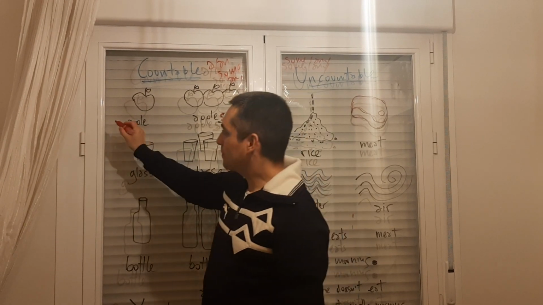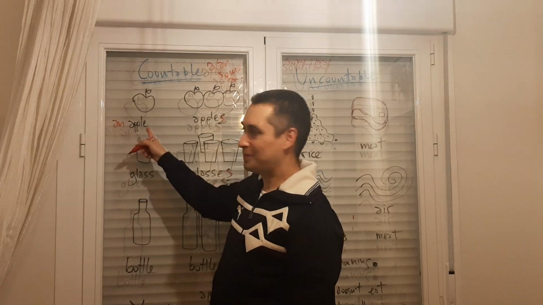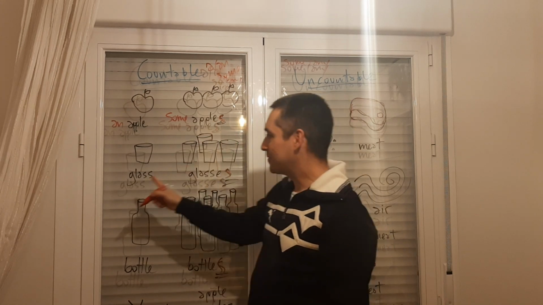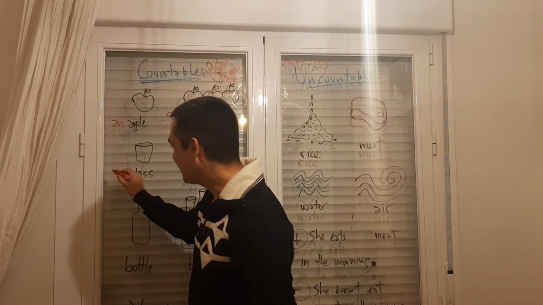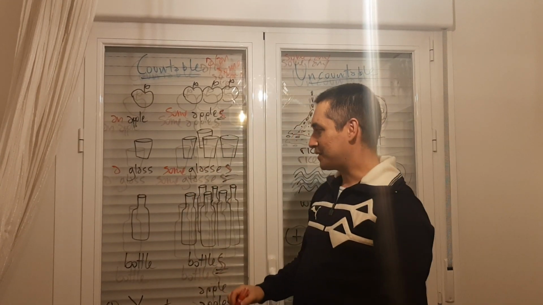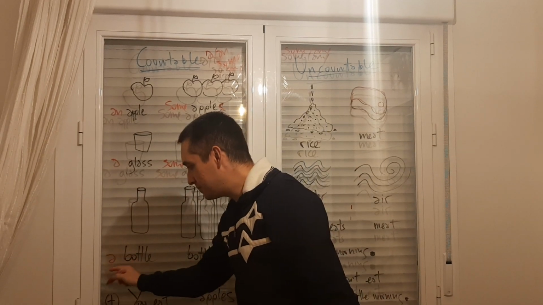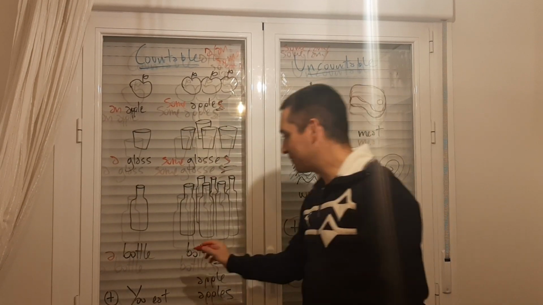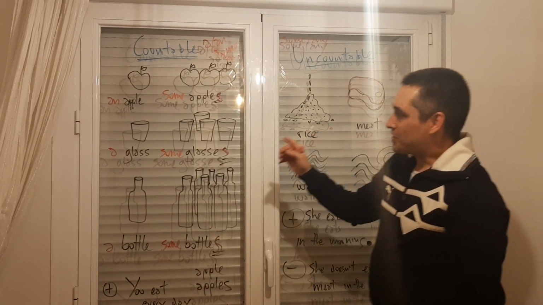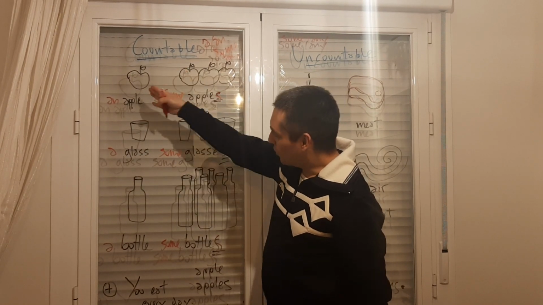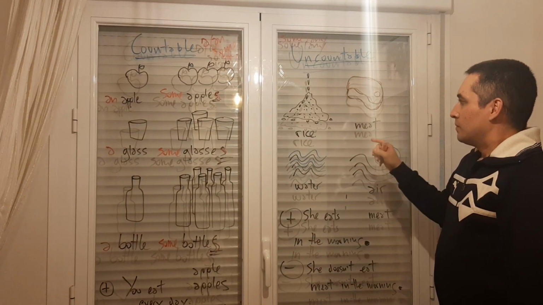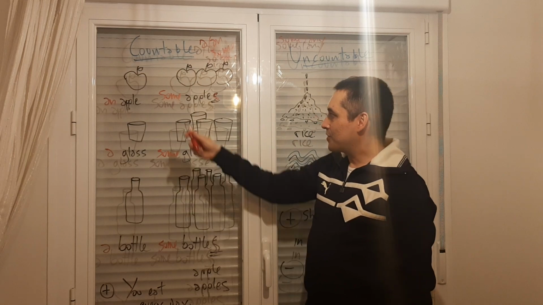Apple, you would say an apple. Apples, you would say some apples. Glass, you would say a glass. Glasses, you would say some glasses. Bottle, a bottle. Bottles, some bottles. Now, as you can see, for the singular countable nouns, a, an. For the plural countable nouns, some.